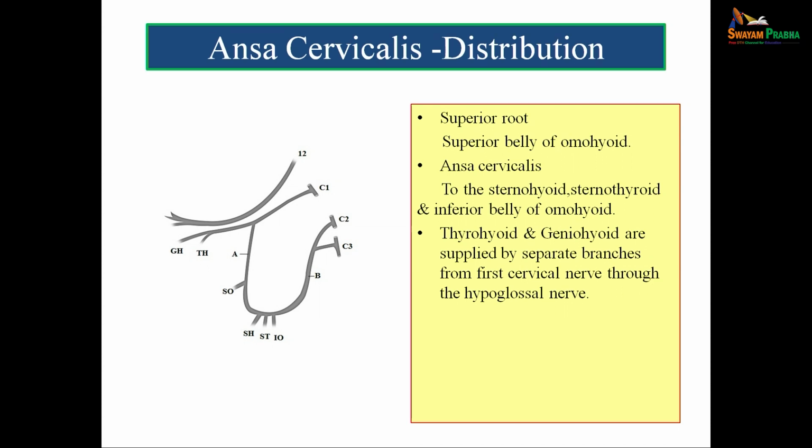Thyrohyoid and geniohyoid, marked by GH and TH in the figure, are supplied by separate branches from the first cervical nerve through the hypoglossal nerve. They are clearly demarcated on the left side in the figure. You can see GH and TH, which represent the geniohyoid and thyrohyoid, which are supplied by separate branches from the first cervical nerve through the hypoglossal nerve.